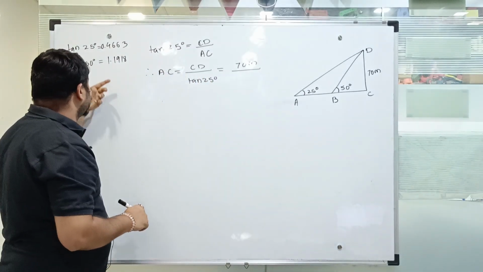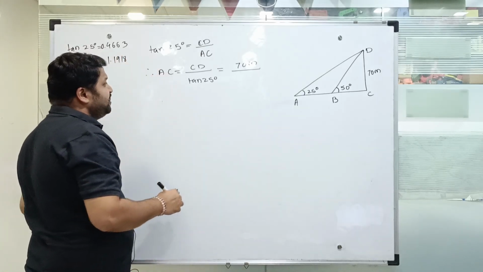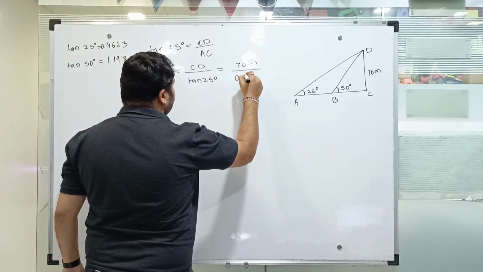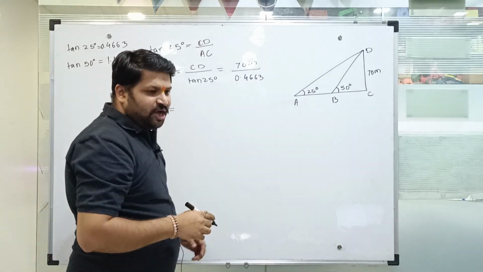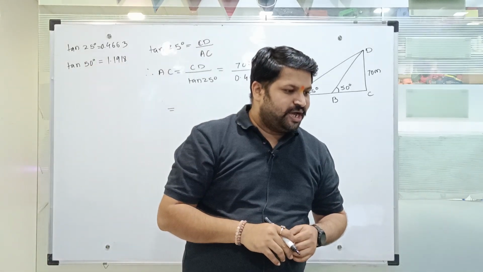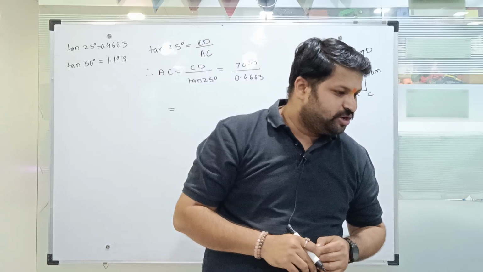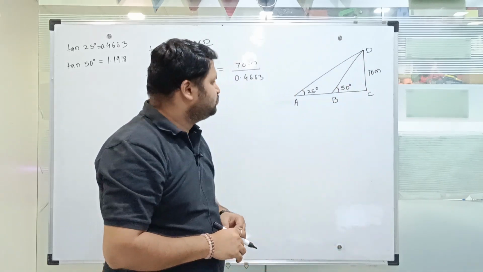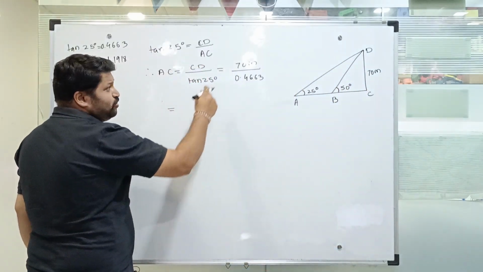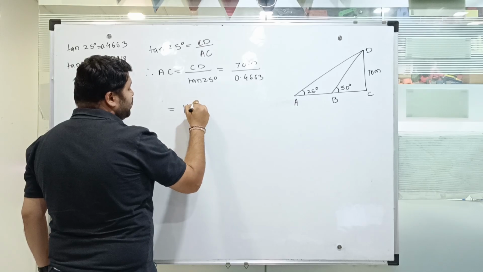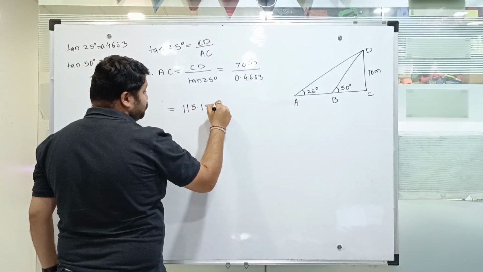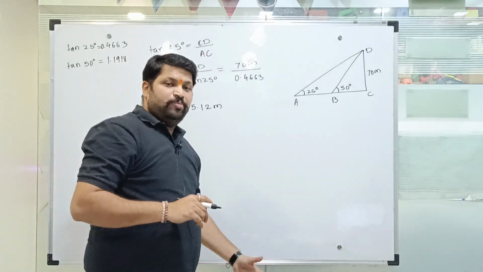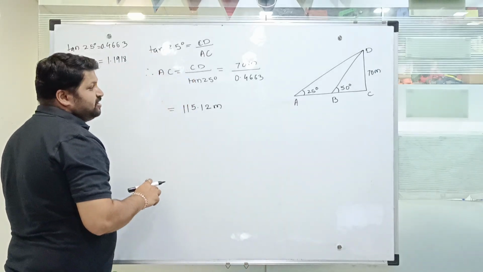So in this case, I will replace tan 25 degrees by 0.4663. After doing the division, I get the value as 150.12 meters. Now let's go ahead and find the value of BC.